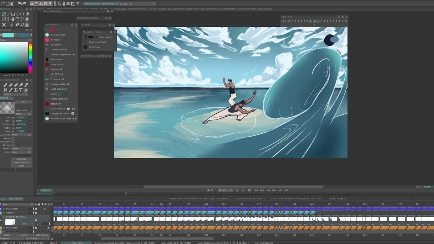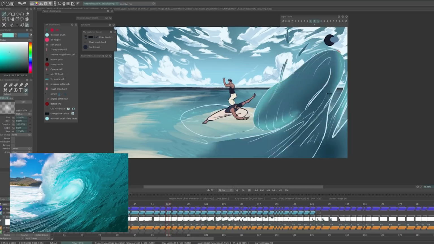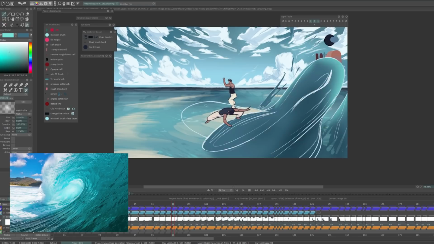So on my second monitor, as I was rendering this water, I had just a picture of a barrel wave. And just that picture alone gave me so many insights into how the light behaves.